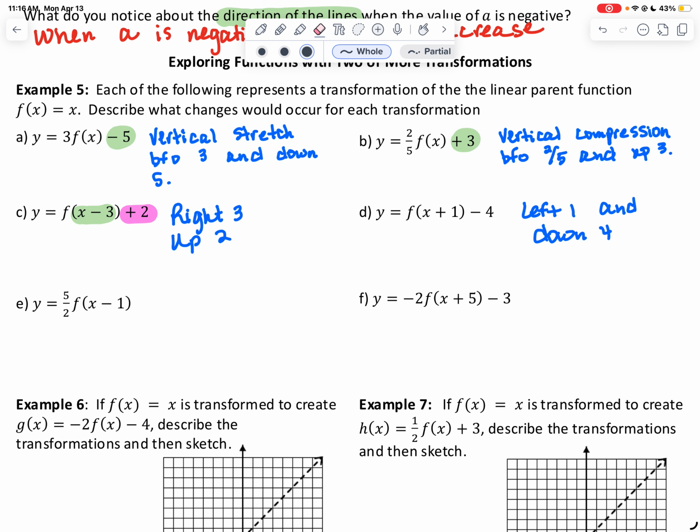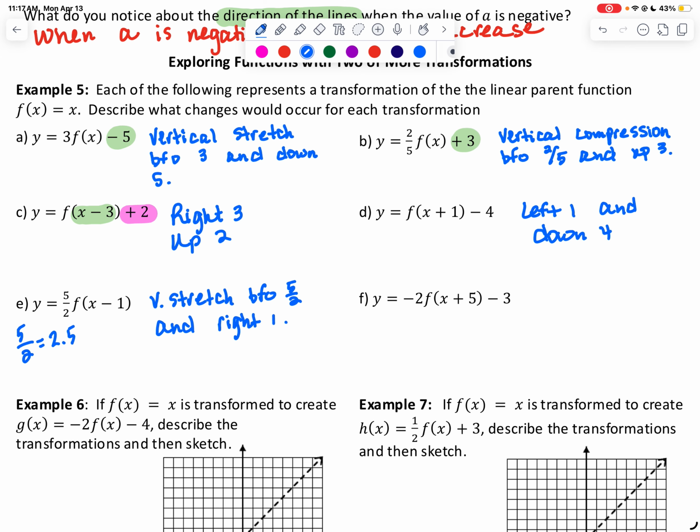Okay. Problem E. Y equals 5/2 times f of x minus 1. Now here, I want you to remember that 5/2 is equivalent to 2.5. So that means because that number is bigger than 1, we're going to have a vertical stretch. In other words, it's going to get steeper by a factor of 5/2. And we have an x minus 1 inside the parenthesis. So that would be right 1.